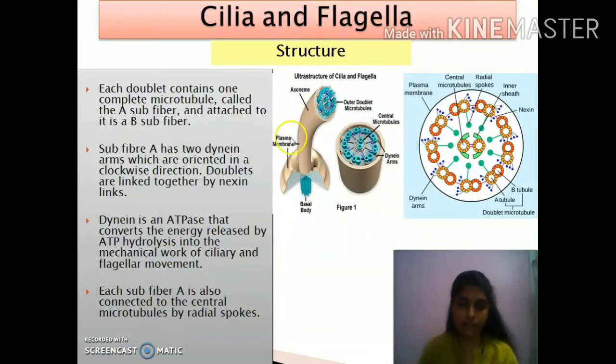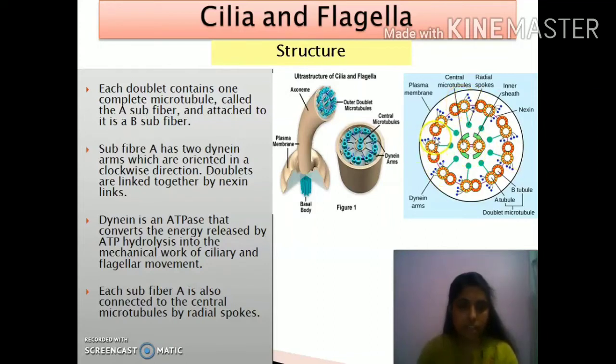Now let us continue with the structure of cilia and flagella. See, each doublet contains one complete microtubule called A subfiber, and attached to it is a B subfiber. That means we are talking about the doublets. So this structure is nothing but this one. Here you can see, can you see nine, one, two, three, four, five, six, seven, eight, nine. Okay. So 9 plus 2. These are the central and these are the peripheral.